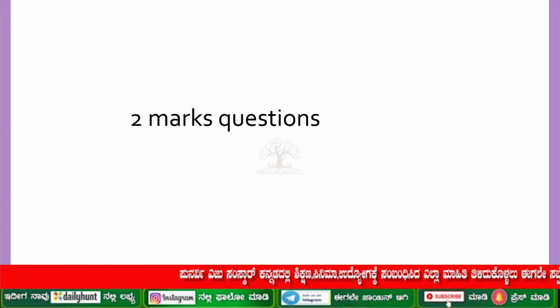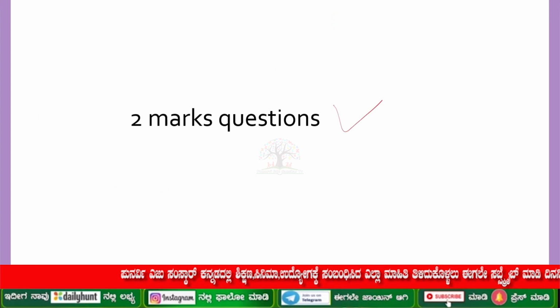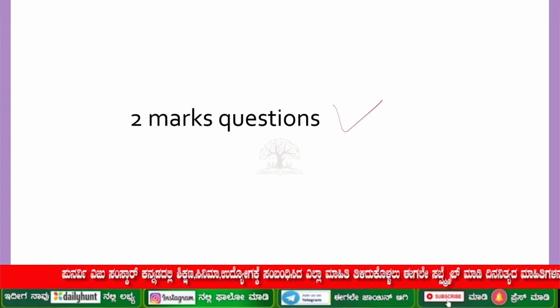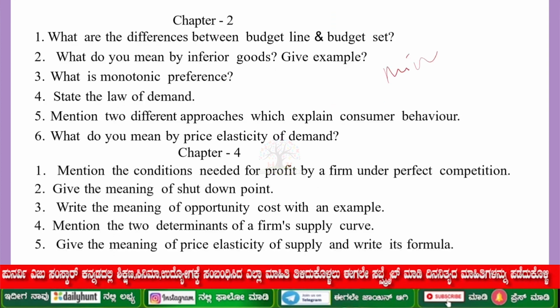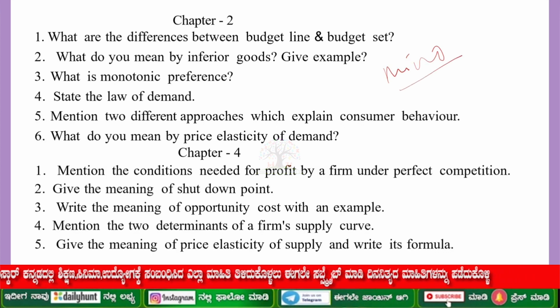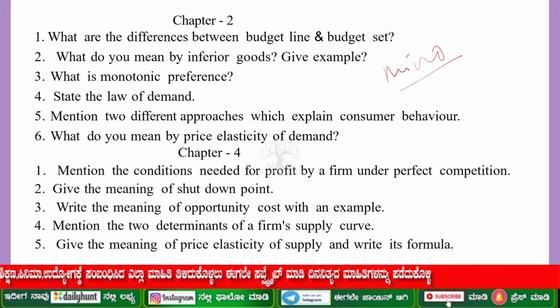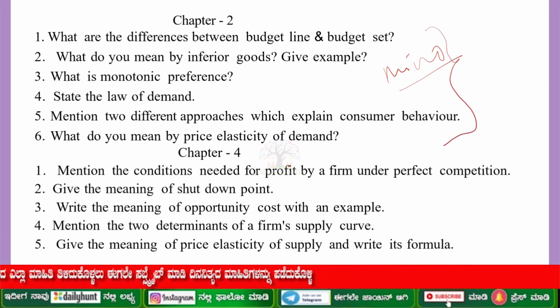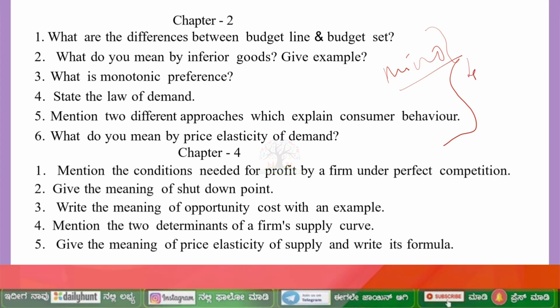Yes, students, now let us discuss 2 marks questions. Very important 2 mark questions. From microeconomics, if you consider the 2nd chapter, there are 6 questions. Here you can see 6 questions are very, very important, most expected questions. According to blueprint, there may be 4 questions from this chapter.